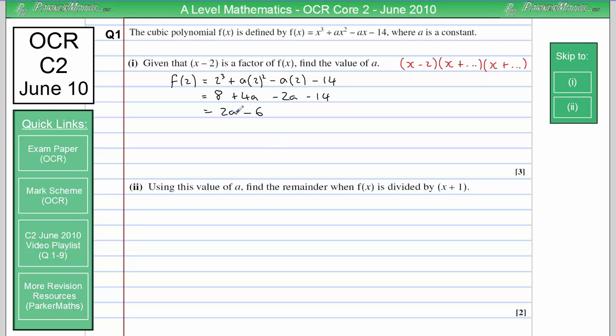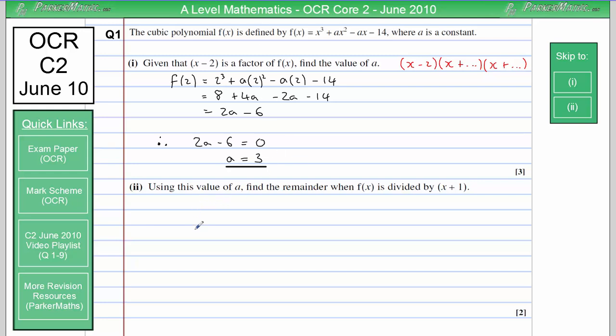So f of 2 is 2a minus 6, and if x minus 2 is a factor, the factor theorem is telling us that f of 2 must equal 0. So we can say 2a minus 6 equals 0. If I add 6 and then divide by 2, I end up with a equals 3.